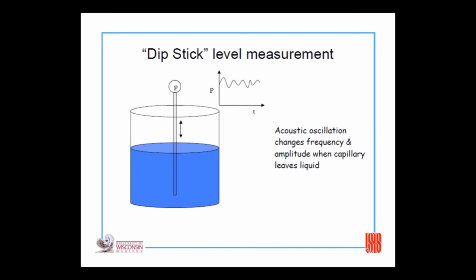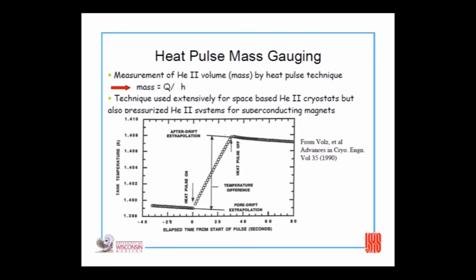Bye guys! Ako nga po pala si Van Damon at magre-report po ako ng dipstick level measurement. Dito po pinapakita yung picture ng dipstick level measurement. Acoustic oscillation changes frequency and amplitude when capillary leaves liquid. And the second slide is heat pulse mass gauging, measurement of helium-2 volume by heat pulse technique. Ang equation po niya ay mass equals to Q over H.